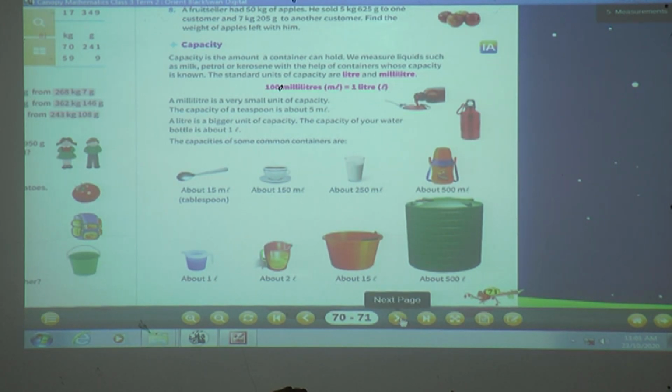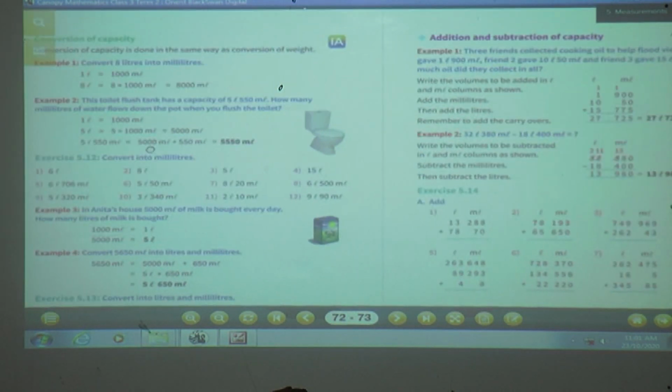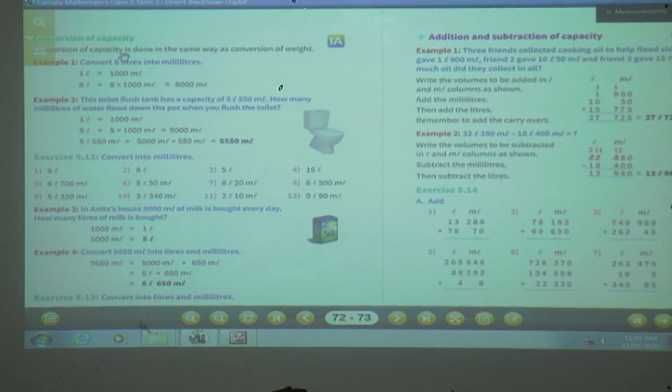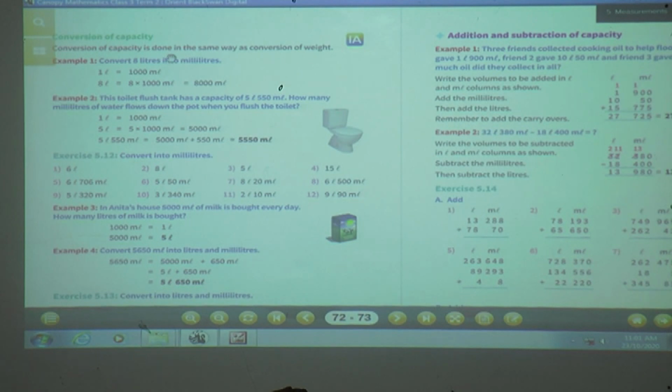Okay, now we'll move to the next page. Turn your page. Here we will see how to convert liters into milliliters or milliliters into liters. Conversion of capacity is done in the same way as conversion of weight. In the same way that we converted weight, we have to convert capacity also. Now we will see two examples and then move to the next exercise, that is 5.12.